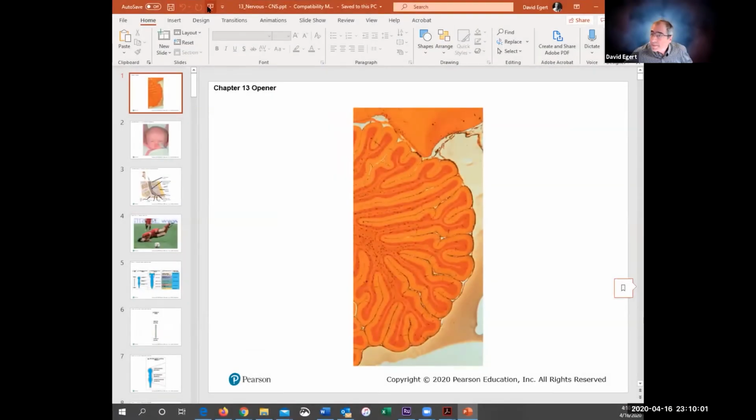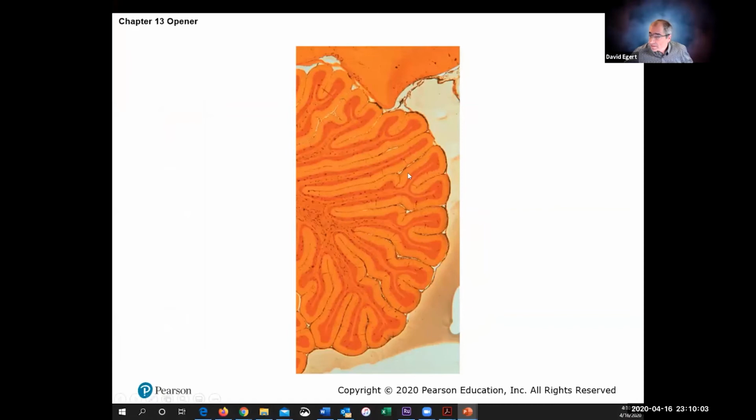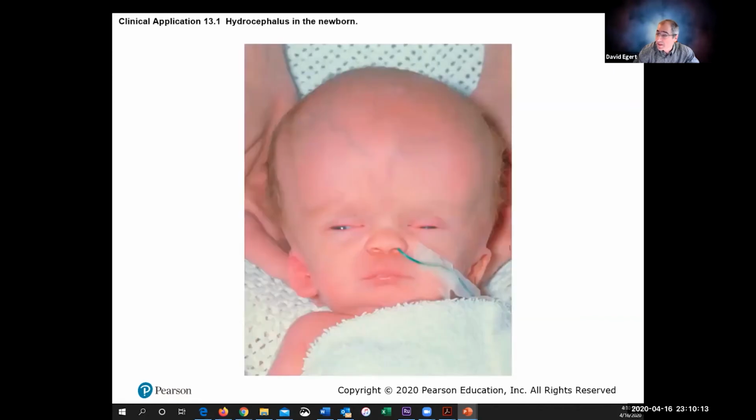So I think that's all I'm going to say about the endocrine system. All right. We start, this is actually a slice showing white and gray matter stained orange, which is kind of pretty, but you're not going to have to recognize that.